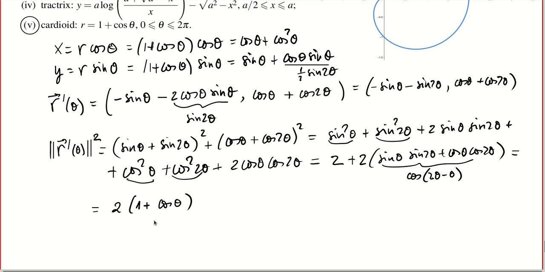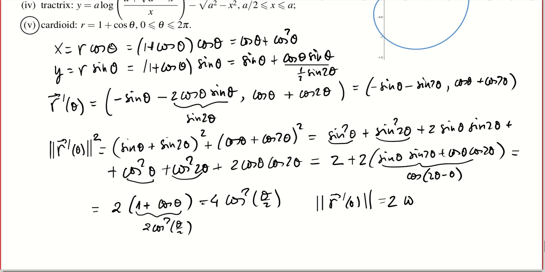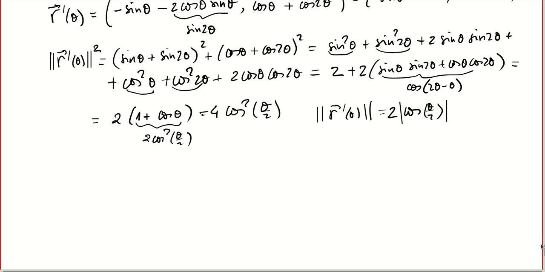This is the length squared, right? And we can put this in a better way, relating it to half the angle, because this expression 1 plus cosine theta is 2 times the cosine squared of theta half. So this is 4 times cosine squared of theta half, which is much better to calculate the square root of, because then the length, the square root of this, is just 2 times cosine theta half, of course, absolute value. Now we have to integrate that. That's the length, right?